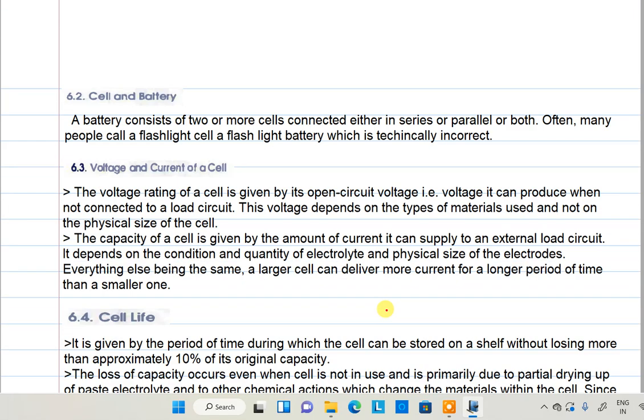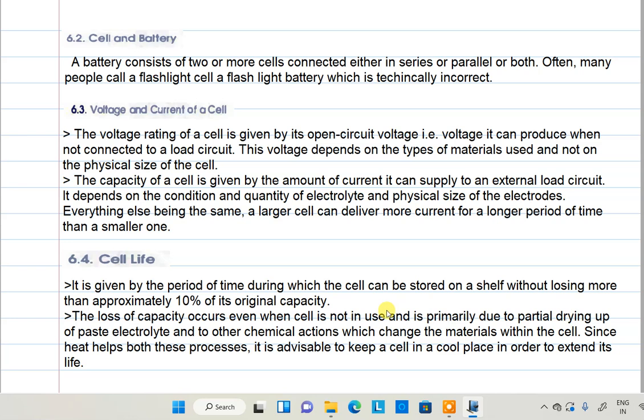Then we are moving to the next topic, cell and battery. In general terminology, as well as in your day-to-day life, you call it a battery. But battery is different, cell is different. See here, what is the difference? In the case of a group of cells, for example, I connected 3 cells here. This group of 3 cells is nothing but a battery.